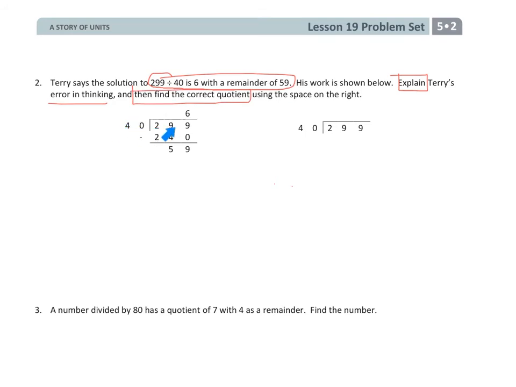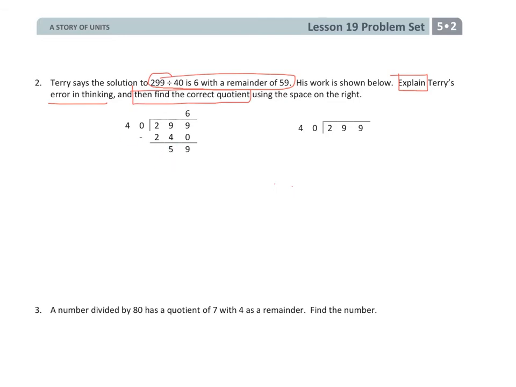We got 299, his dividend, divided by 40. Let's make sure he multiplied correctly. He says 6 is the quotient. 6 times 40. 6 times 4 is 24. So 6 times 40 is 240. So that's right. Did he subtract correctly? 9 minus 0 is 9. And then 9 minus 4 is 5. So his remainder is 59. So what do we know about this 59 remainder? It's bigger than our 40. That means he could have divided one more time because his remainder is larger than the divisor.